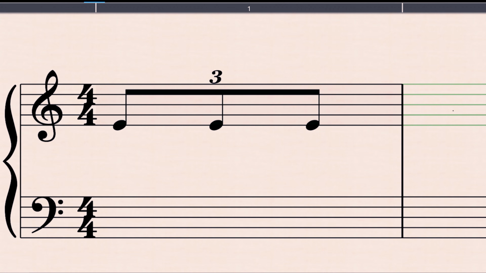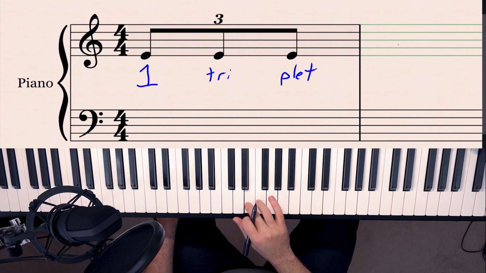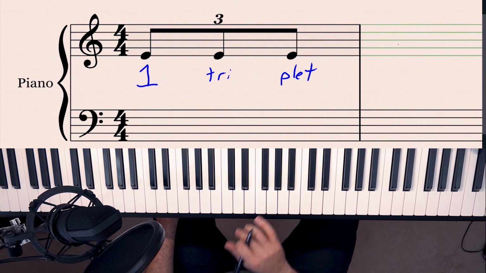Okay, so here we have the elusive triplet, and I'm going to show you how to count them. Like any other rhythm, if it occurs right on the beat, which is right in the beginning here, it's going to be number one, or whatever beat that you're on. Then it's counted by triplet. So: one triplet, one triplet, one triplet, one triplet, just like that.